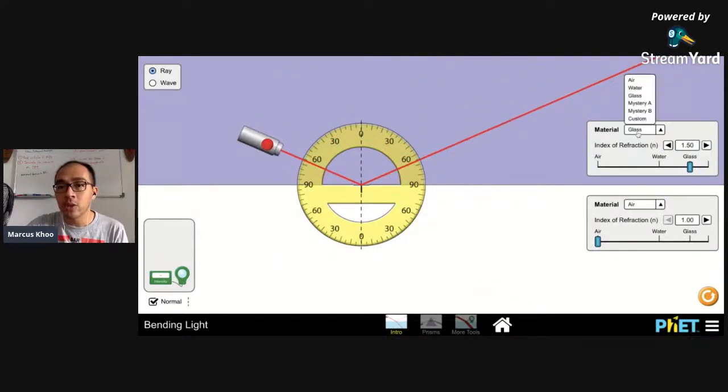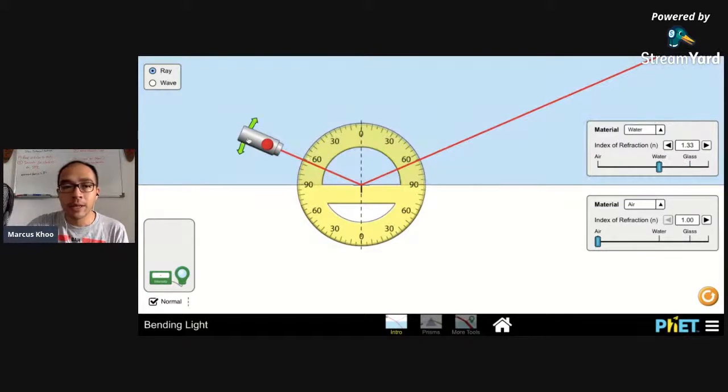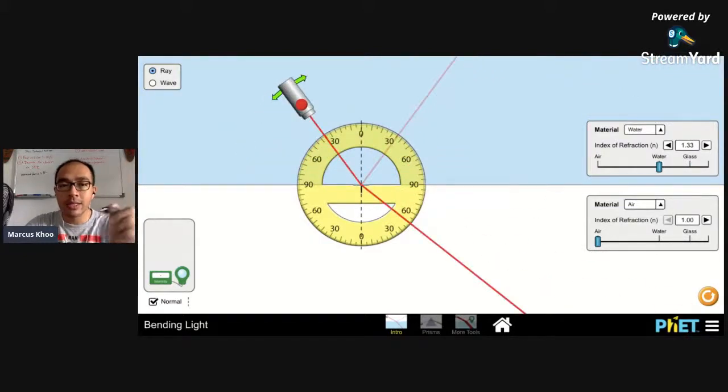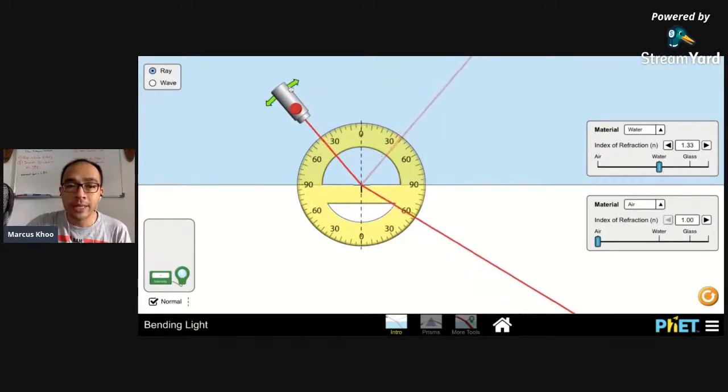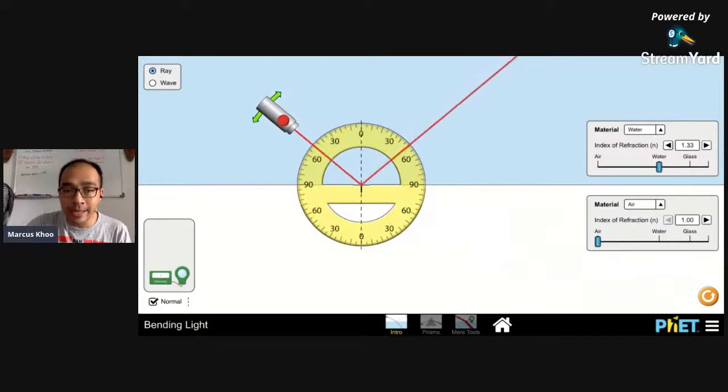Even if I change to another one, let's say water, it also works. You see, this is refraction and some reflection. But if I increase the angle until a certain angle, about 50 degrees, then you will get total internal reflection.